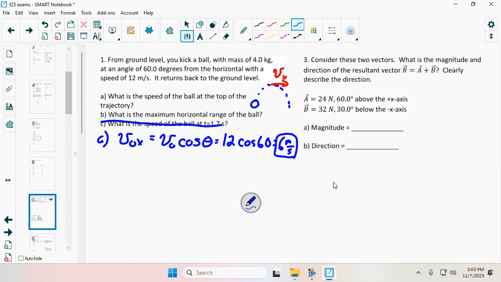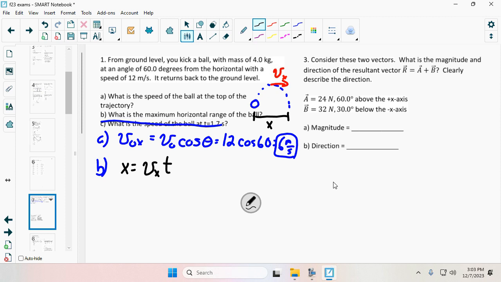That was pretty easy. The second part of this is a little more involved. That is, I want to know what is the maximum horizontal range of the ball. I want to know what is this distance, x. I know that x is equal to vx times t. So I know what vx is, right? Vx is equal to 6. So now I also want to know what t is.